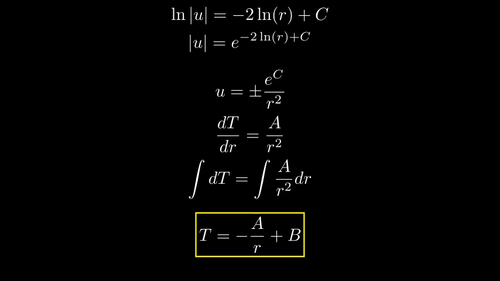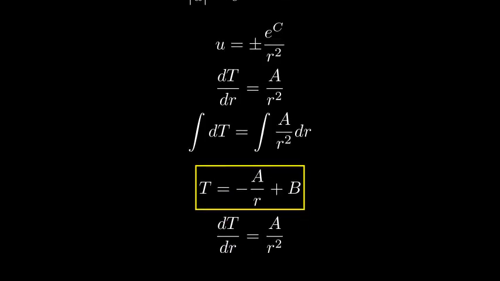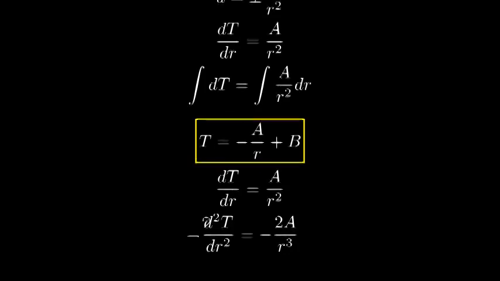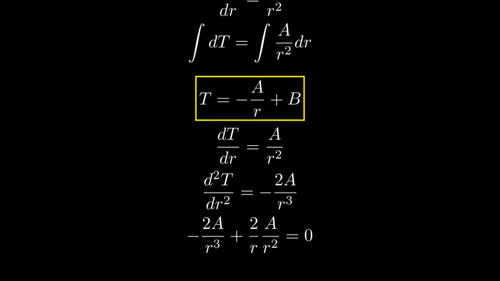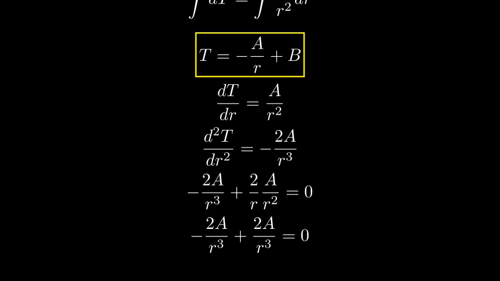Let's verify this is correct by substituting our solution back into the original equation. First, let's find dT/dr. Taking the derivative of our solution with respect to r gives us A over r². Next, let's find d²T/dr². Taking the derivative again gives us negative 2A over r³. Substituting these back into our original equation, negative 2A over r³ plus 2/r times A over r² equals 0. Simplifying, negative 2A over r³ plus 2A over r³ equals 0, which confirms our solution is correct.